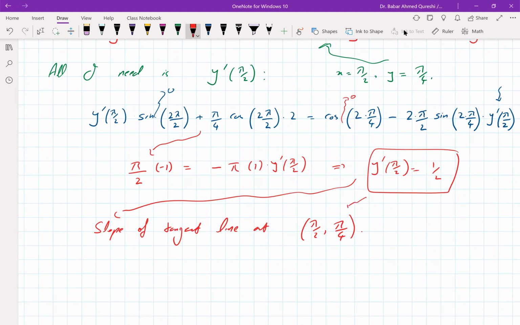So the point is given and the slope is known. So you can write the equation of the tangent.